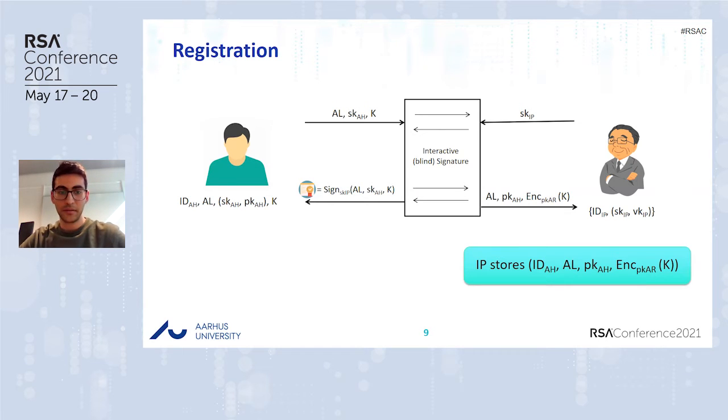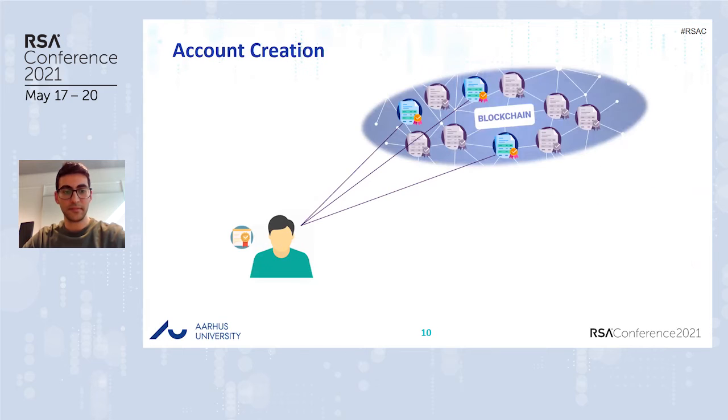At the end, the account holder receives this signature, and the identity provider also receives some information that it stores, which are the identity of the account holder, the attribute list, the public key of the account holder, and the encryption of the PRF key under the public key of the anonymity revoker. Now that the account holder has this certificate, this signature from the identity provider, he can create several different accounts.